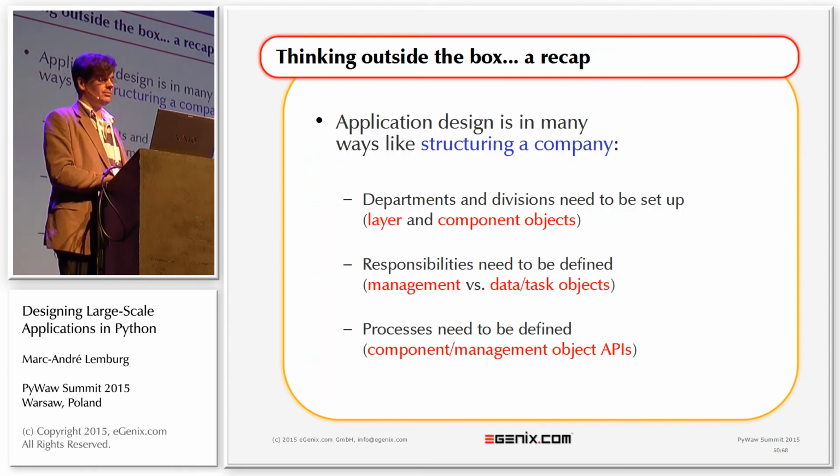It's not done right. So let's get back to the outside world, looking at structuring your company. How would you map these ideas to structuring your company? So you have layer and component objects. Those are your departments and divisions. You have responsibilities that need to be defined. So you have your management objects and data and task objects: the folders that you pass around in the company, or the emails that you send around, or documents. And you have processes defined in your company. And the processes are basically defined in that design using the APIs that you provide. So you tell your divisions or departments to use certain APIs, certain interactions with them, to get certain things done.